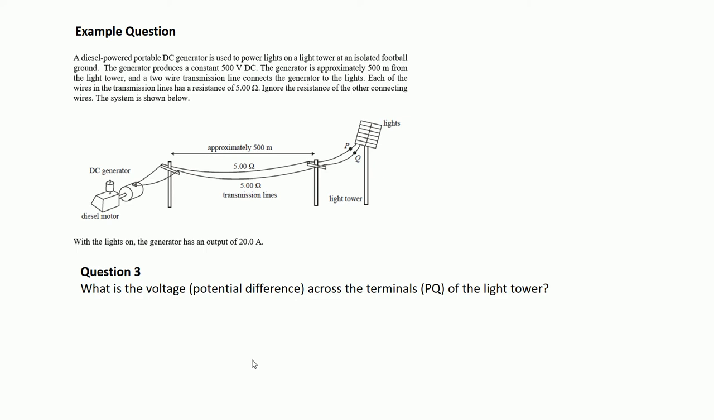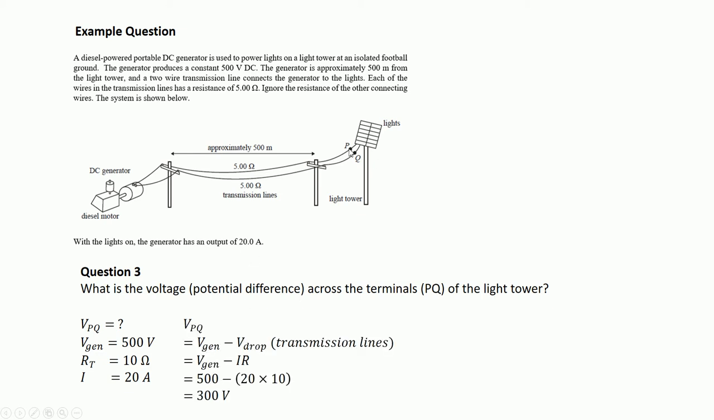Question 3, what's the voltage or potential difference across the terminals PQ? So this is way up here after it's transmitted through the lines and we receive it at the lights. So that's what we're trying to work out. The voltage at PQ. The voltage of the generator is 500 volts. Now, there's a total resistance in the transmission lines of 10 ohms collectively, and a current of 20 amps as we can read there.